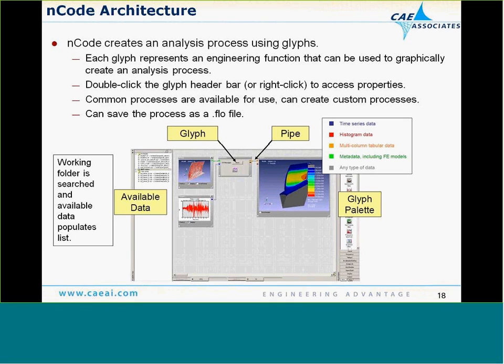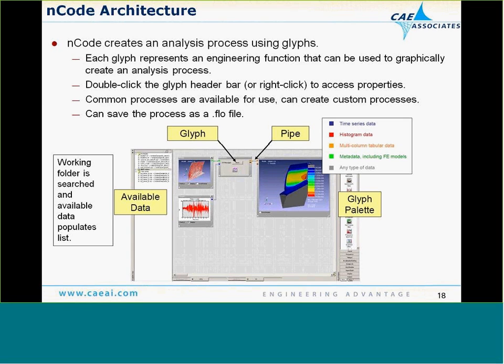The way nCode works, and which I'll be showing you, is that it uses what are called glyphs. Glyphs are basically these graphical boxes that you can drag on and create on the main window of nCode, and each one of these glyphs performs an individual engineering function. Some are just used to bring in and store the finite element results. Others are used to bring in your cyclic load data. Some are used to define your analysis properties. Some are used to look at the results.